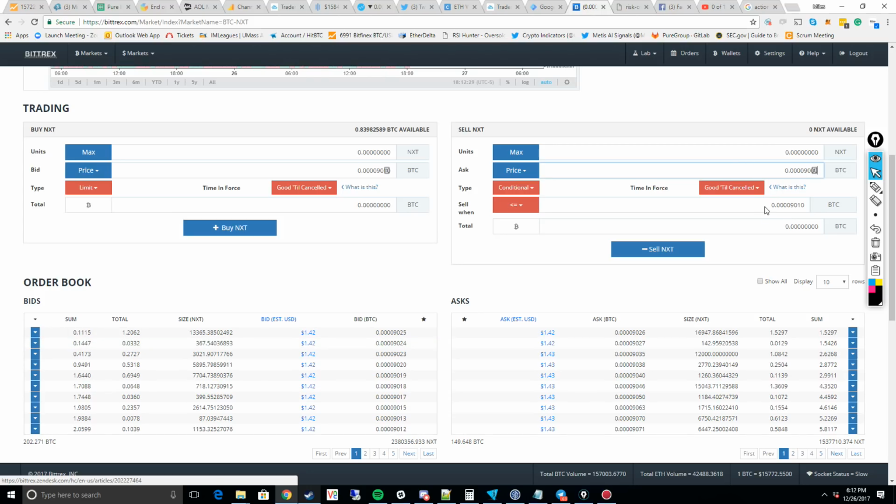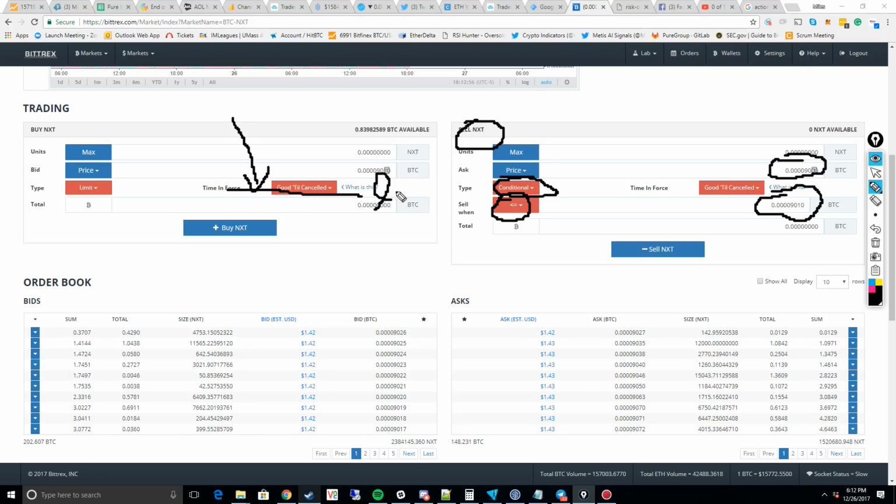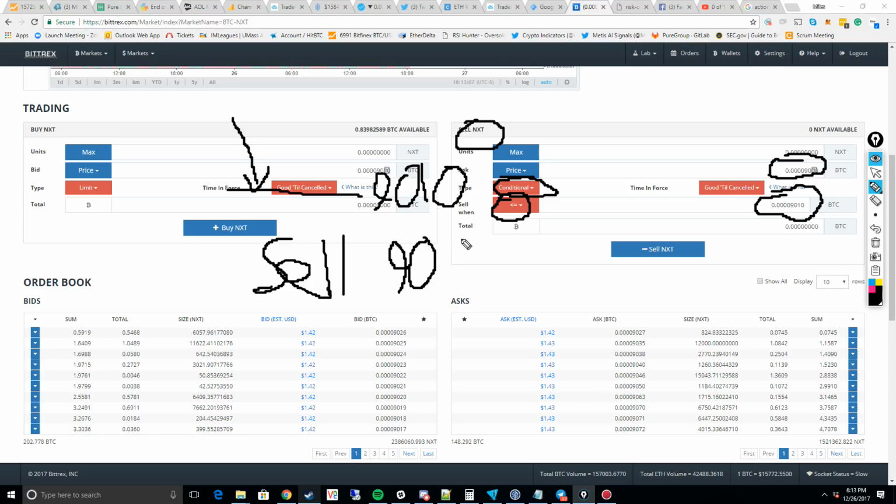So I like to do this just to be safe, and basically what this means is conditional: if the price is less than or equal to 9,010 sats, then sell my NXT at 9,000 sats. So this means if the price is coming down and it hits 9,010 sats, then it's going to say, okay, sell that immediately for 9,000.